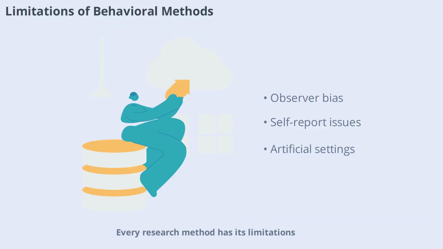Every research method has its limitations. Observational studies may be subject to observer bias, while surveys rely on self-reported data that can be inaccurate. Experiments may lack ecological validity due to artificial settings. Recognizing these limitations helps researchers interpret findings cautiously and design better studies in the future.